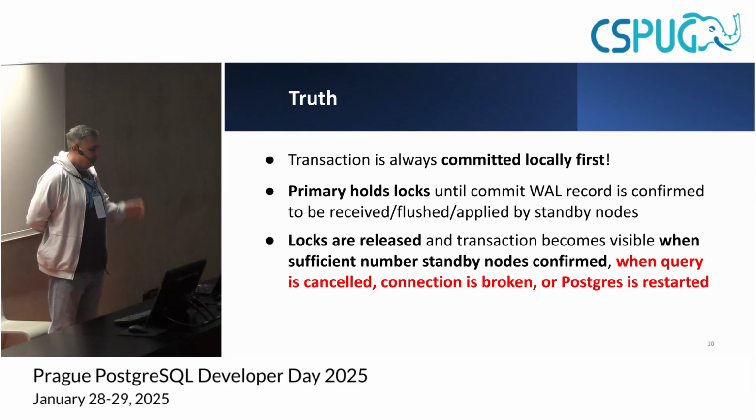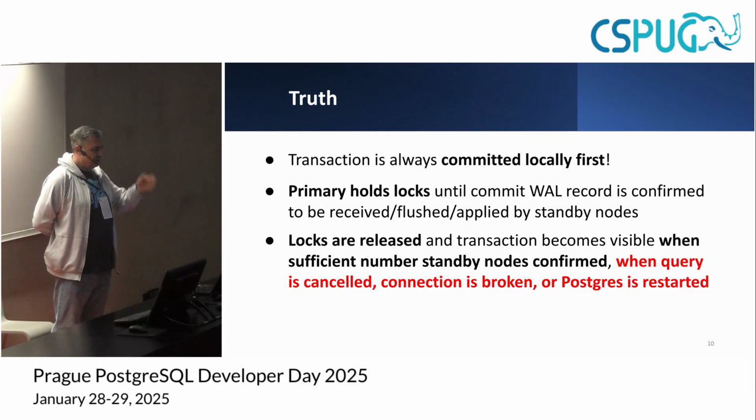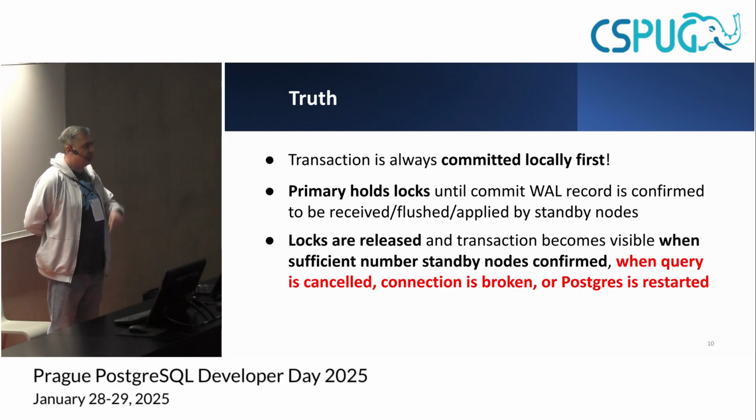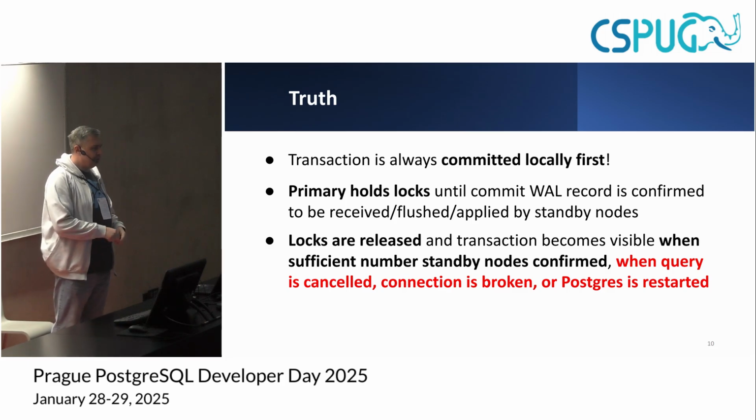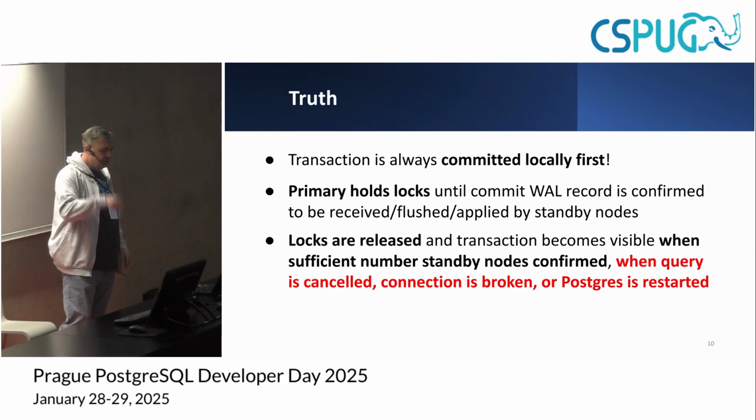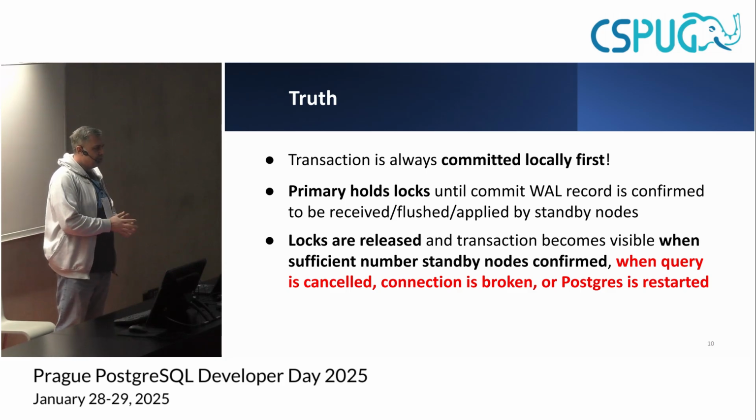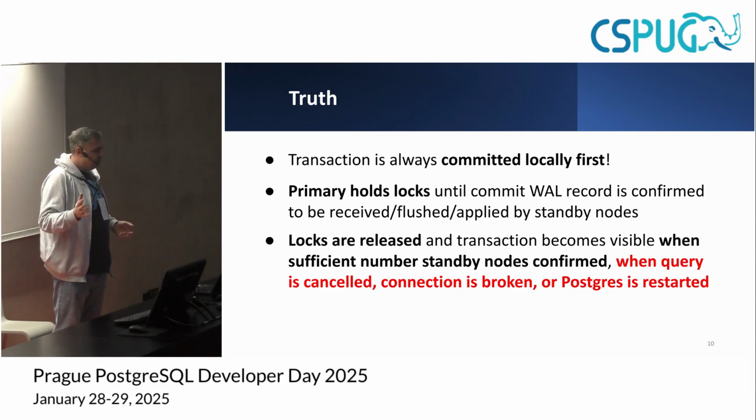A transaction is always committed and written to the write-ahead log on the primary first. So it's literally durably written to disk, and without doing this, you cannot replicate the commit record to the standby node. This is how replication works right now.